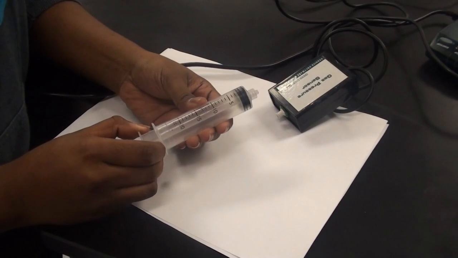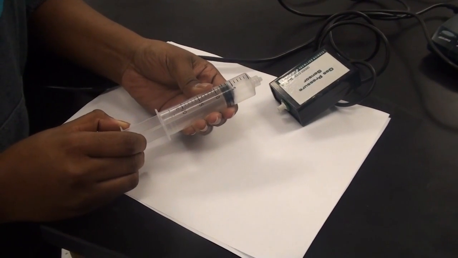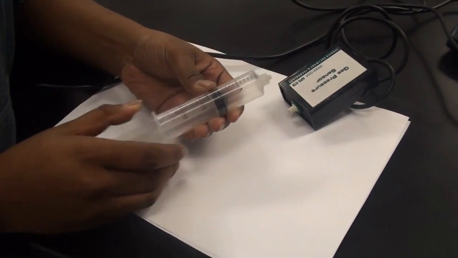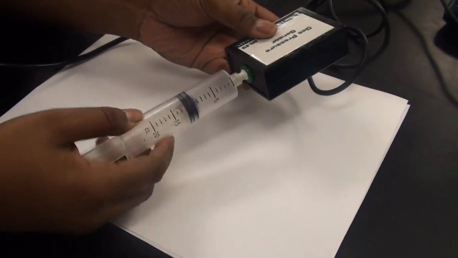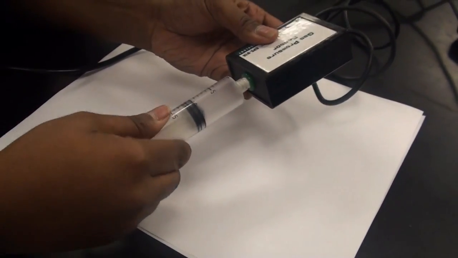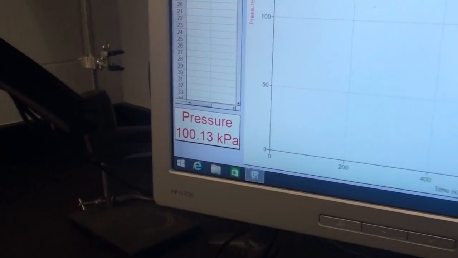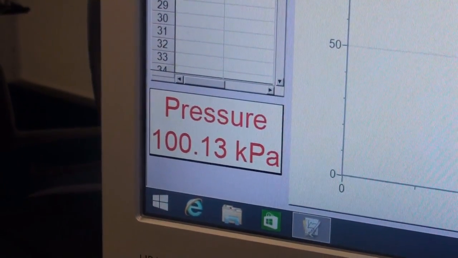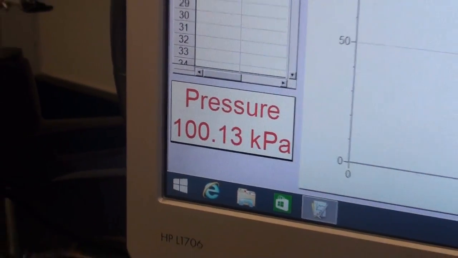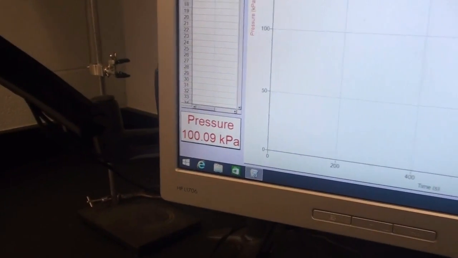Here is the setup for the lab. As you can see, my partner is setting the syringe to be at the initial volume of 10 milliliters and then attaching it to the gas pressure sensor that is also connected to the computer, and the computer shows us the pressure inside of the syringe.